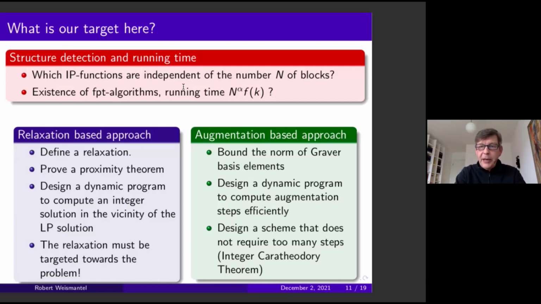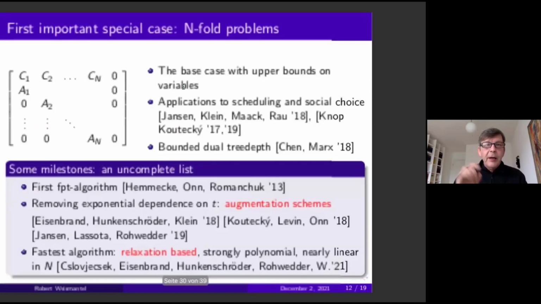But you see there are similarities. Both require a dynamic program. And also very often, I would like to say this, when you really try to prove a proximity theorem, for instance, this goes hand in hand with proving a bound for the Graver basis elements and vice versa. So there are really similarities in the analysis.